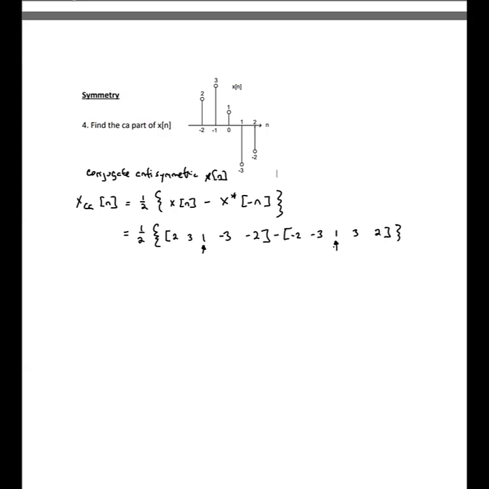0 points the same. And we still need to take the complex conjugate. Since this is real, the complex conjugate's the same as the waveform, so we don't need to change that. We can just take off the complex conjugate symbol.